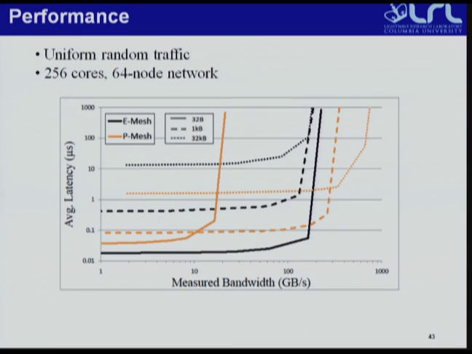And then again, for very, very large messages, our zero-load latency is an order of magnitude better than the electronic mesh. And you would expect that. And most people would say, we're never going to see 32 kilobyte messages on chip. But in 15 years, you might. I don't know.